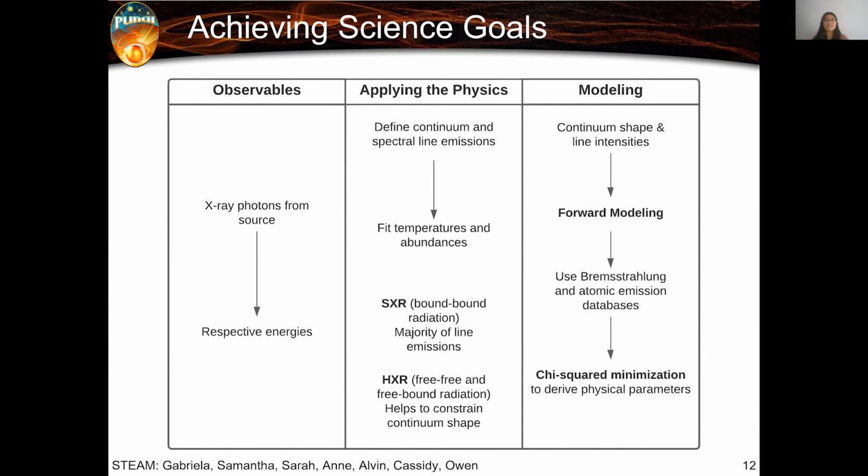We'll be doing this by using forward modeling and iterative chi-squared minimization with the Bremsstrahlung and atomic emission databases to derive those physical parameters from our observables.